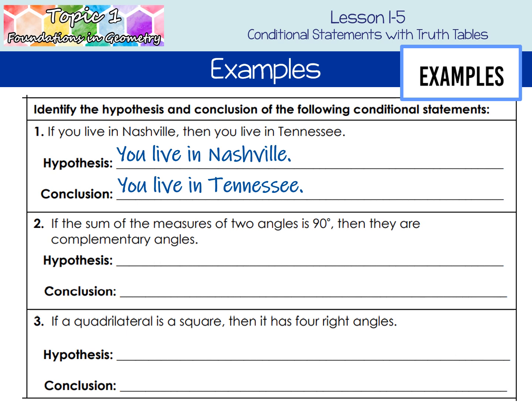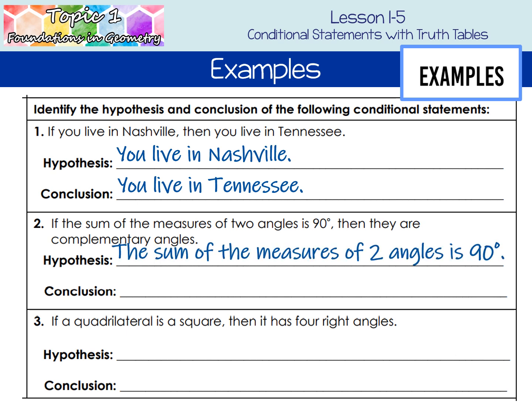Next statement. If the sum of the measures of two angles is 90 degrees, then they are complementary angles. Hypothesis, the sum of the measures of two angles is 90 degrees. Conclusion, they are complementary angles.